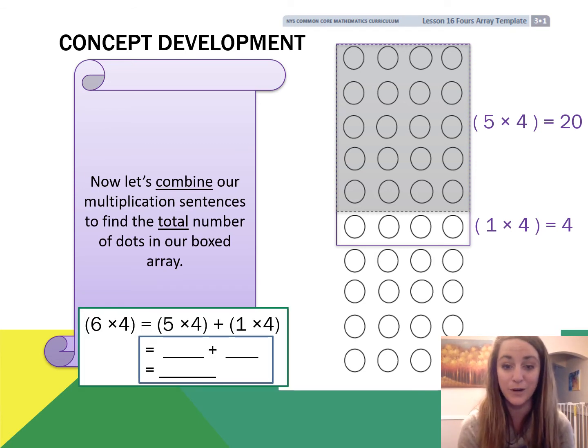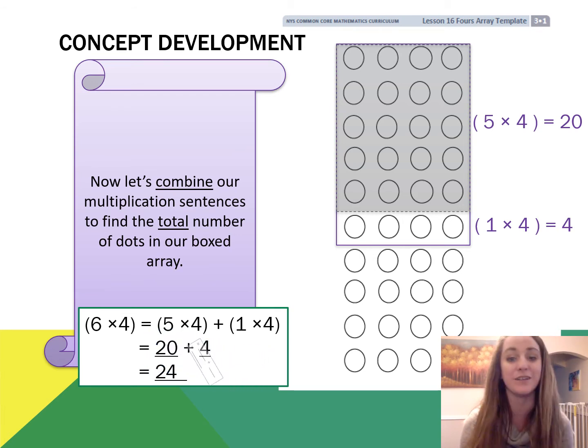6 times 4 is the same as 5 times 4 plus 1 times 4. Notice the lines underneath. You're going to put the products for 5 times 4 and 1 times 4 underneath those, because when we combine them, that's how we can find 6 times 4. 5 times 4 was 20, and 1 times 4 was 4. That means 20 plus 4. I can think of 6 times 4 as 20 plus 4, which would equal 24.